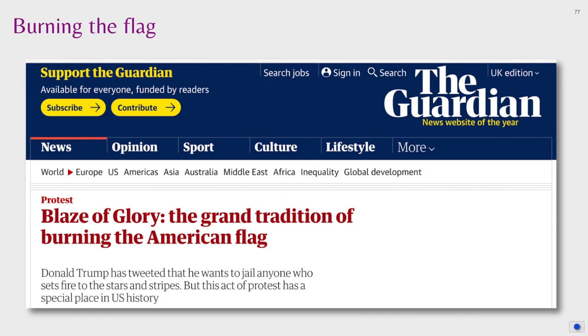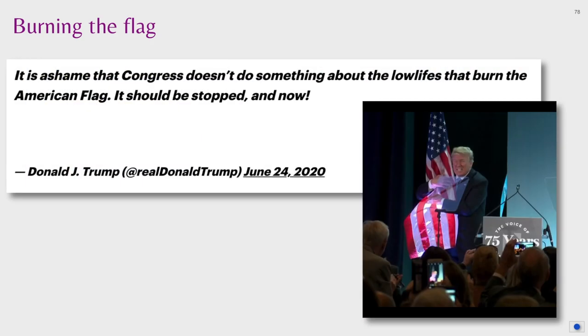But burning the American flag seems to be a popular pastime, although Donald Trump has always been vociferous about his desire to change the law on this. Using Twitter as usual to declare his position: it should be stopped, and now.